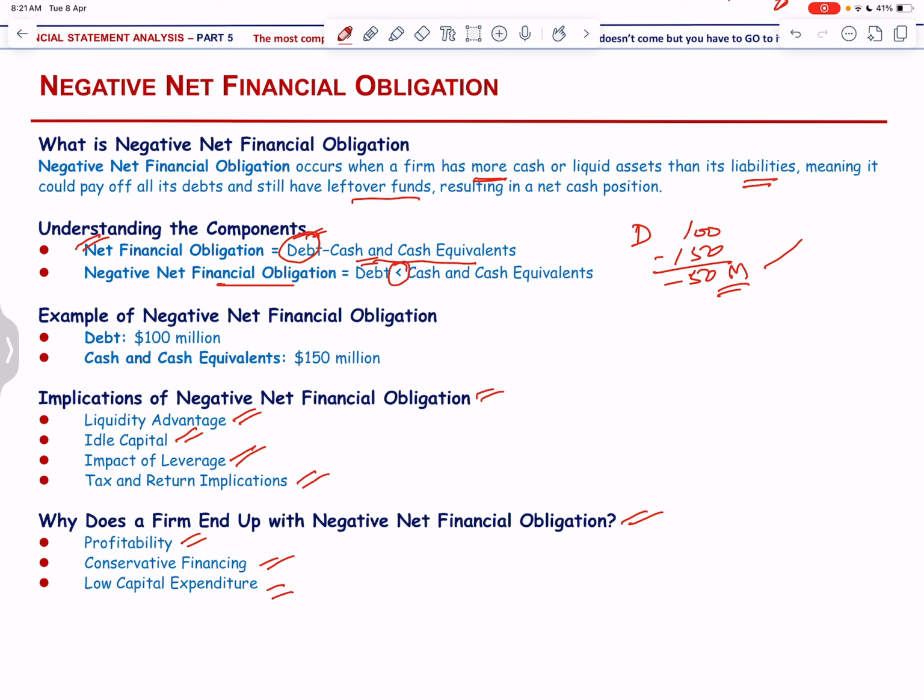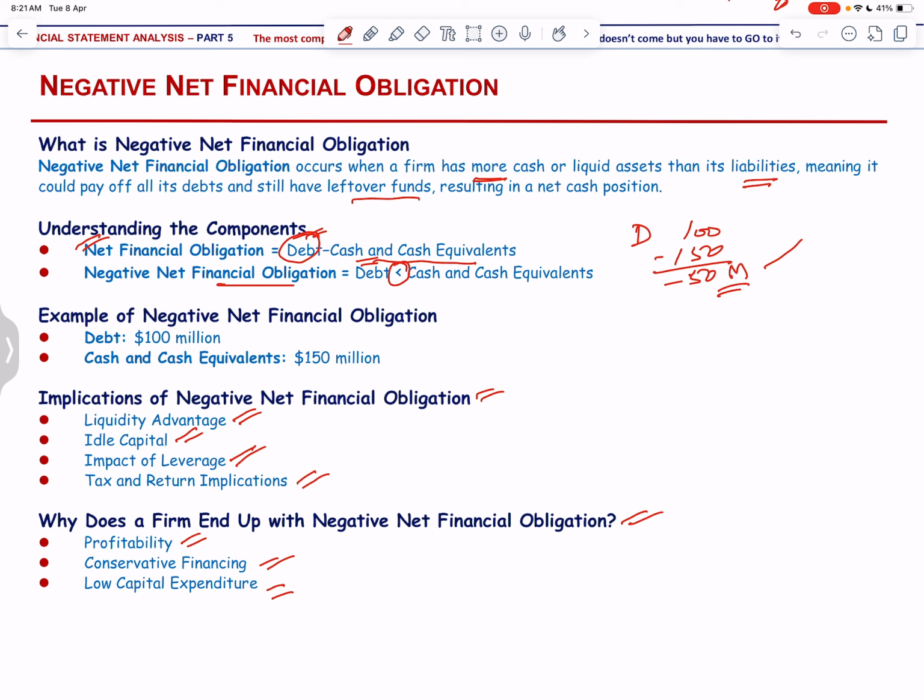This can be seen in some tech companies like Apple, which historically has had a large amount of cash on hand compared to its debt. So in these cases, even though the company may have debt, its net financial obligations could be negative because of its substantial cash reserves.